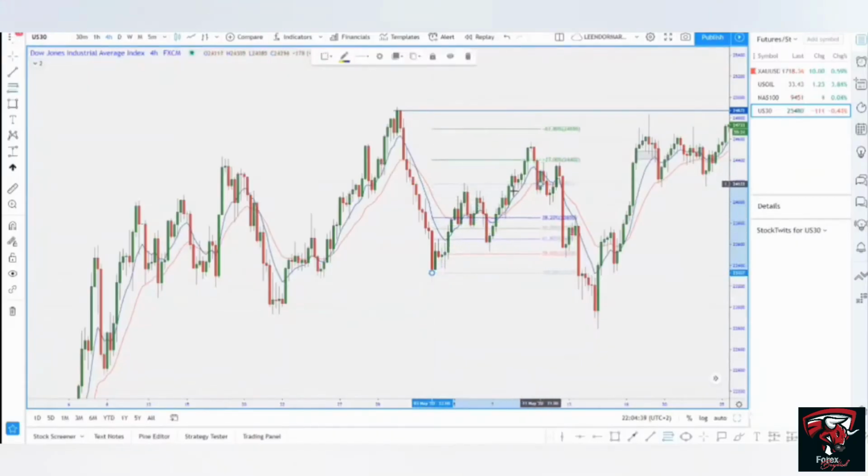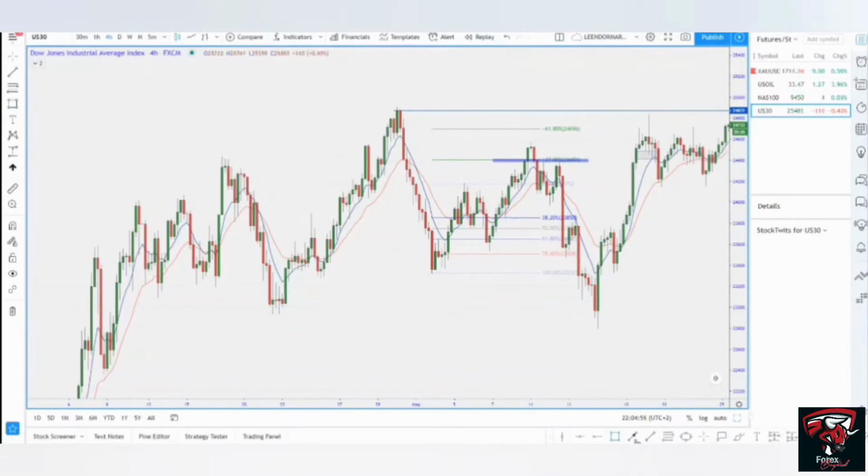So that's A, B. Look at how that C extension was at that negative 61. So negative 61 for the C to the D leg. So you would have gotten entries over here to that negative 27. So negative 27 would have been your target.